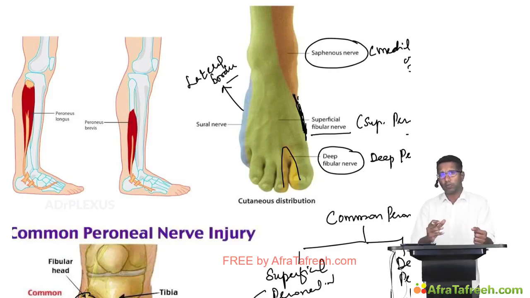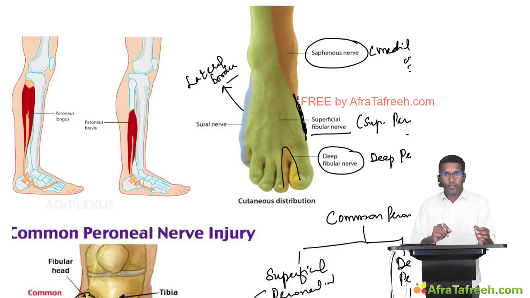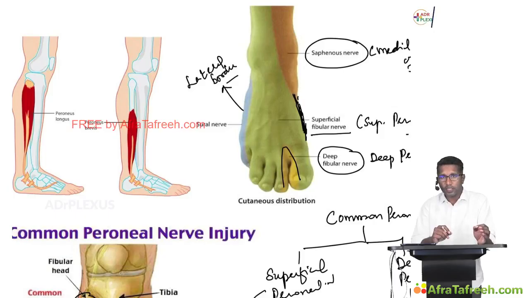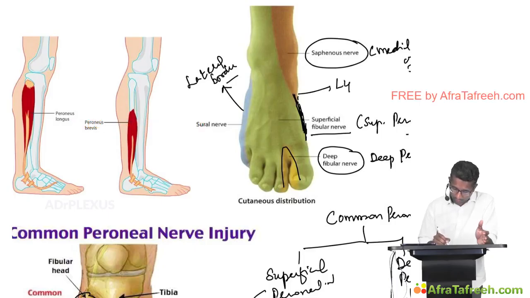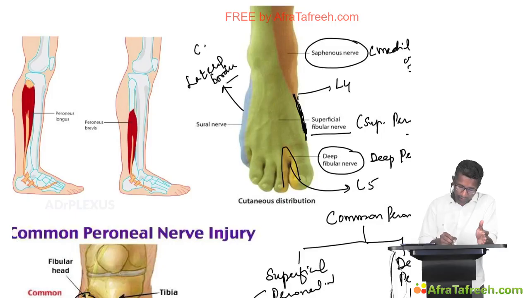So what is called a dermatome? The part of the skin which is supplied by a single spinal segment is called a dermatome. The dermatome on the medial border of the foot is L4, the dermatome of the first web space is L5, and the dermatome on the lateral border of the foot is S1.